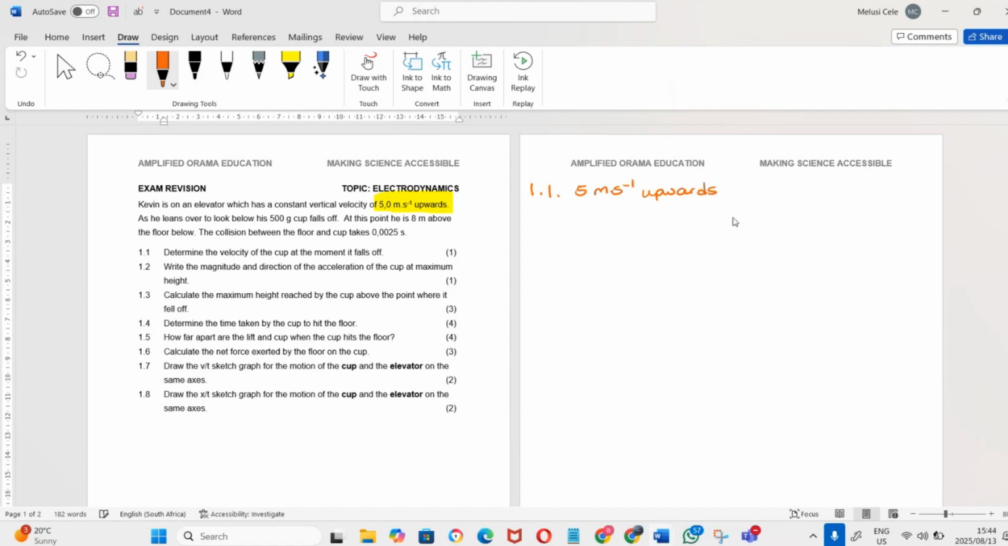The reason it's 5 meters per second upwards is because if the cup is in a moving lift or elevator, then it has the momentum or the inertia of the elevator. So even if it falls, it doesn't fall at 0 meters per second. It falls at 5 meters per second because that is the original velocity of the lift. So it's because of inertia.